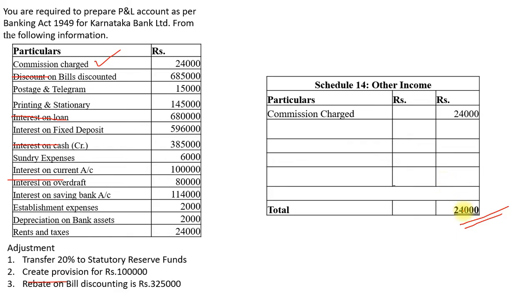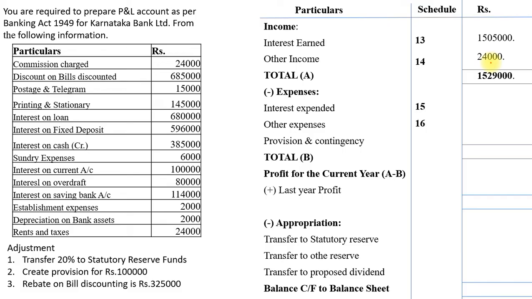So now this thing we have to post in our actual format. So other income we will write 24,000. We add up 15 lakh 5,000 plus 24,000. We'll get 15 lakh 29,000 rupees. That's my first part, Part A, that is of income. We have completed that income part. Very simple.